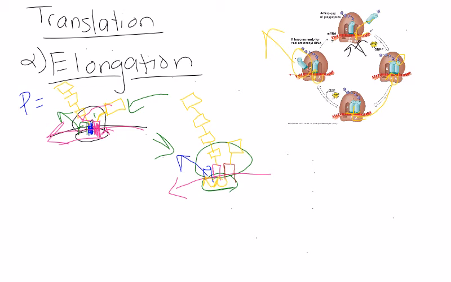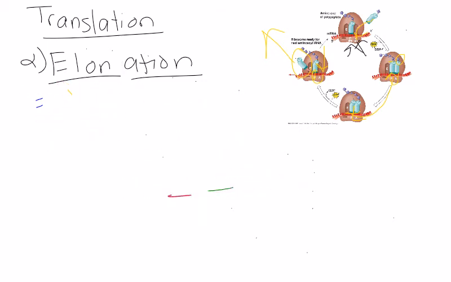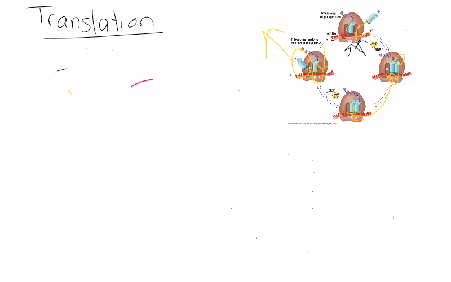And then a new one will come in and take the place in the A site. That's elongation. How do we know when this process ends? Well, it ends whenever it reaches what we call a stop codon. And so hopefully you went over last year, there are start codons. That's how we know when to start reading. And there's stop codons, and that's when we know how to stop reading. And so the third and final part of this process is called termination.